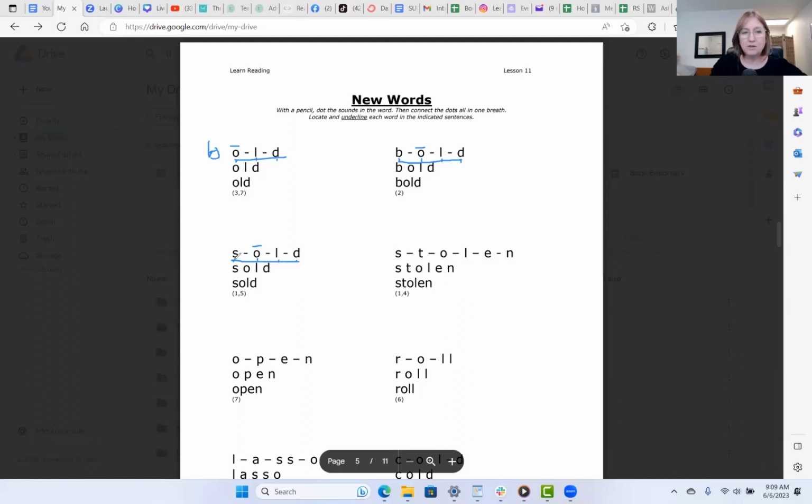Okay, so the sounds were S, O, L, D. Sold, sold. Now these are rhyming words. Rhyming words means it ends with the same sounds. So here we have old, bold, sold. They all end with the same sounds. Old is in the end of all of these. Old, bold, sold. That's what rhyming means. All right, let's try this next one.